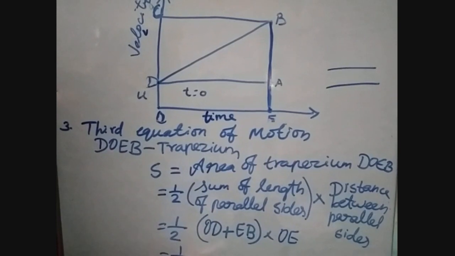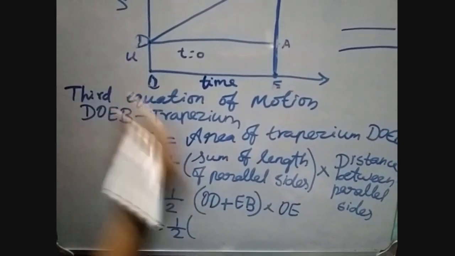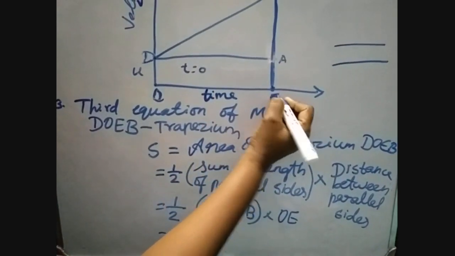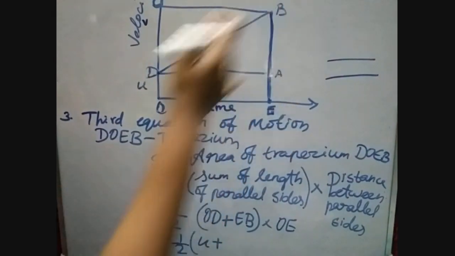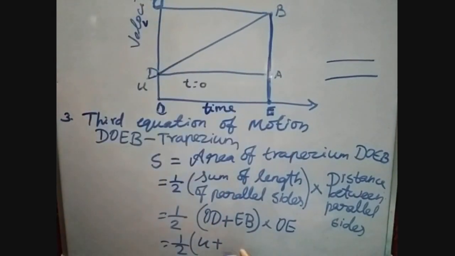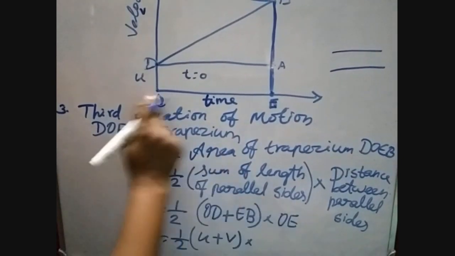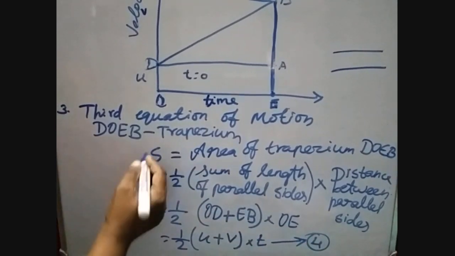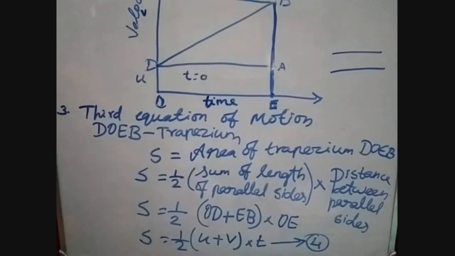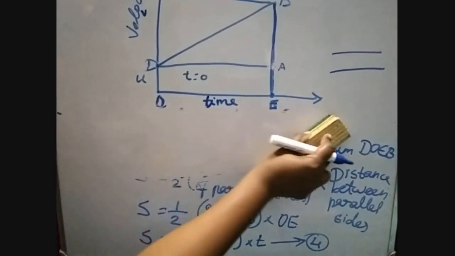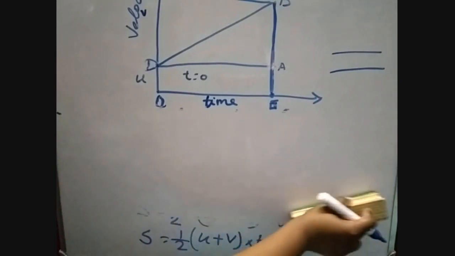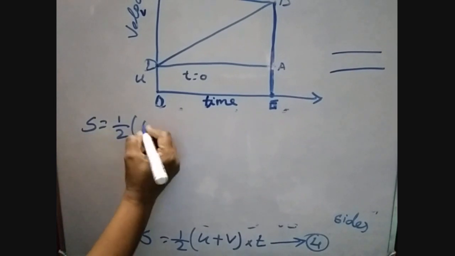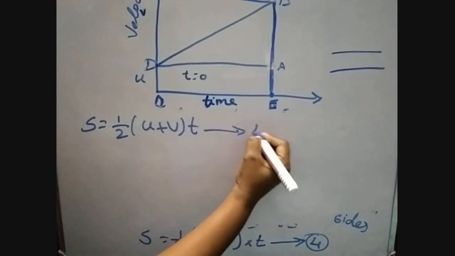Now 1/2 into OD plus EB. OD is U, and EB is V. The portion EB is equal to OC. OC is V. And OE is T. So this is equation number 4. Now S equal to 1/2 of U plus V into T, equation number 4.